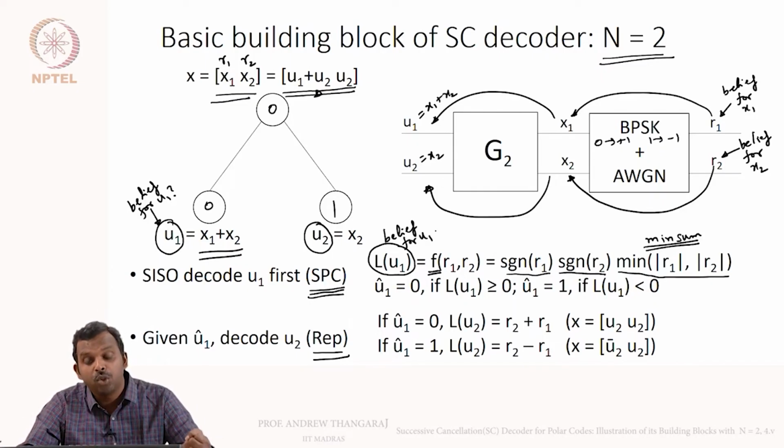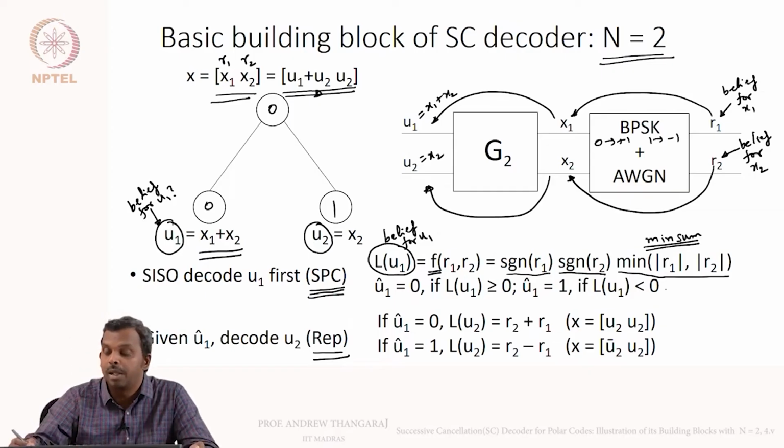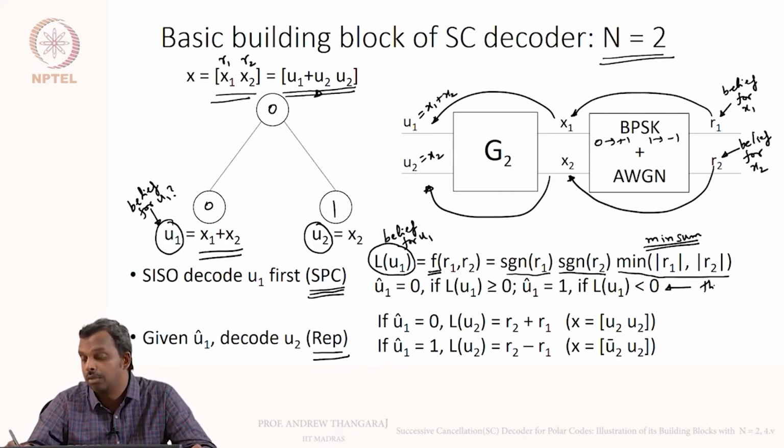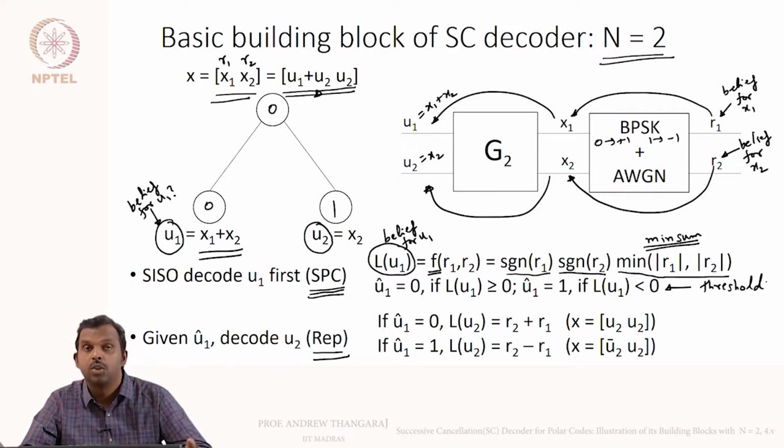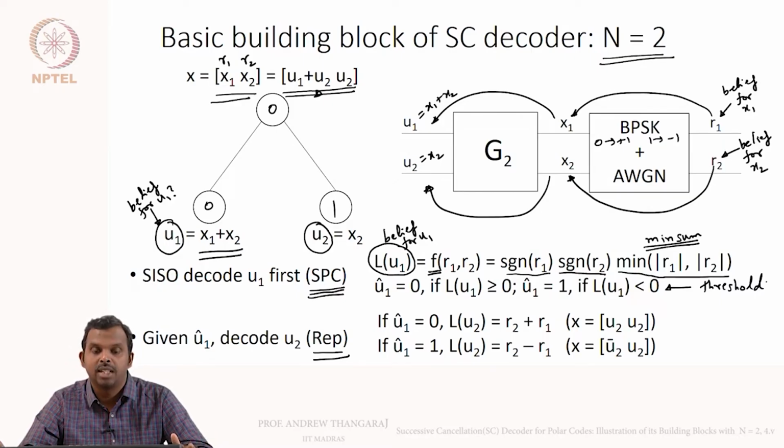Once you have a belief for u1, finding u1 hat is just a simple hard decision estimate. This is just a threshold. If the belief is positive, you say u1 hat is 0. If the belief is negative, you say u1 hat is 1. Hopefully this is clear to you. So the SISO decoder for n equals 2 is quite simple. It's straightforward, a simple single parity check transformation.